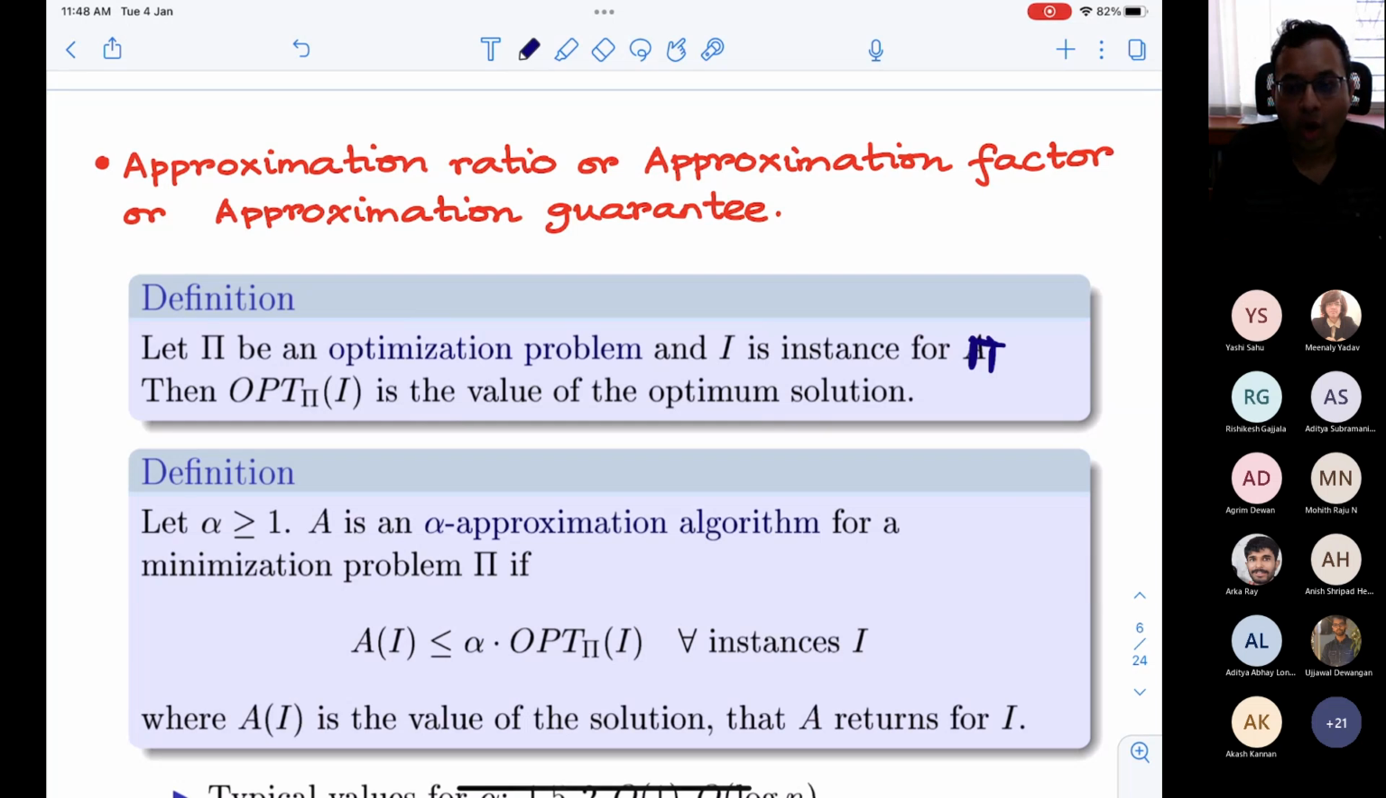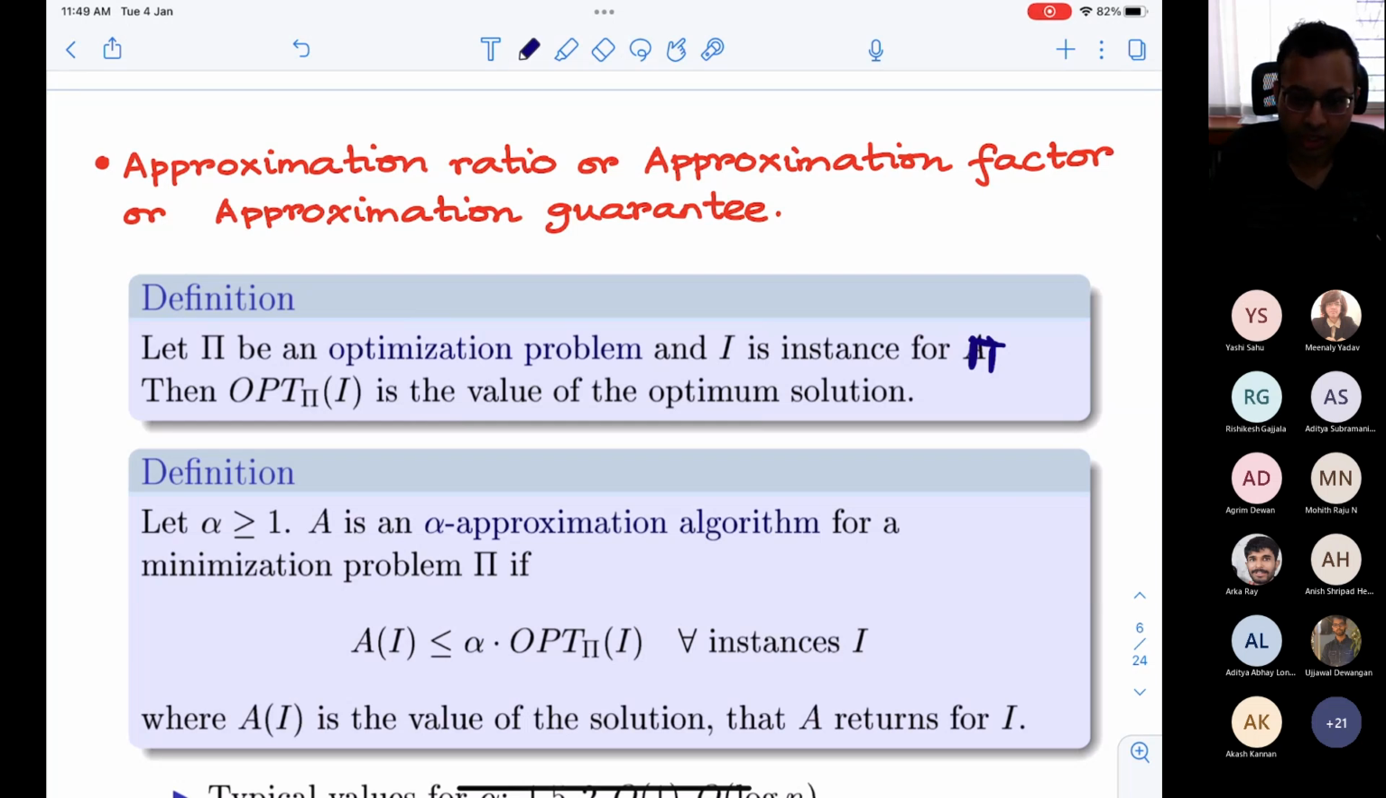Then we define opt pi of I as the value of the optimal solution on this instance I. So given this instance I, what is the optimal solution? This may take an exponential amount of time, but let's say we know that. So that is the optimal value. And then we are given an algorithm A that we run, and we have to find what is the performance guarantee for this algorithm.